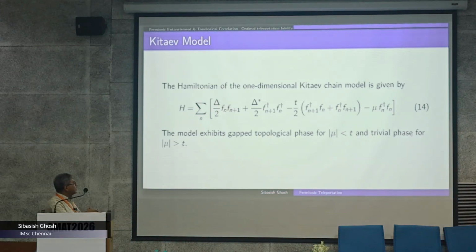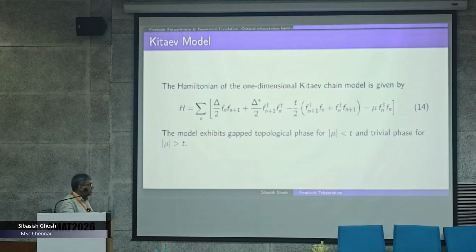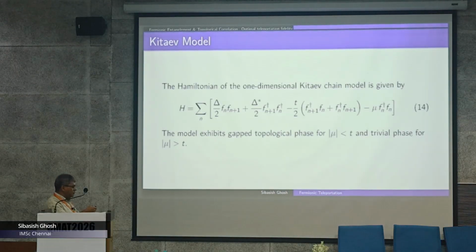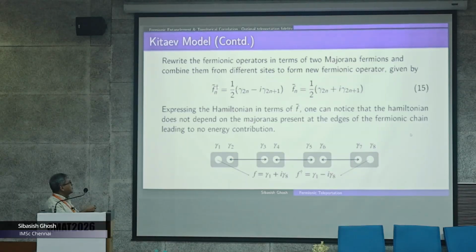These are the fermionic operators acting on the nth element of the chain. This Hamiltonian exhibits a gapped topological phase for magnitude of mu less than t, and it is in a trivial phase for magnitude of mu greater than t. Okay. So what you can think of is, these fermionic operators f can be related simply with this f tilde operator, and this f tilde is written in terms of Majorana operators, gamma 2n and gamma 2n minus 1. Similarly f tilde dagger and f tilde.